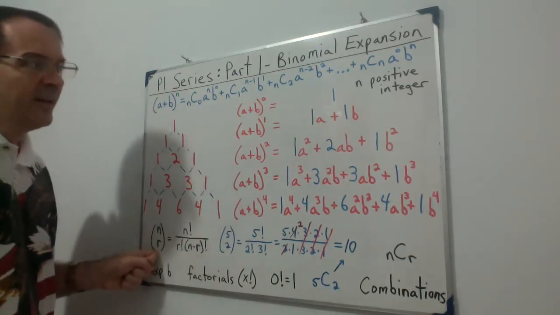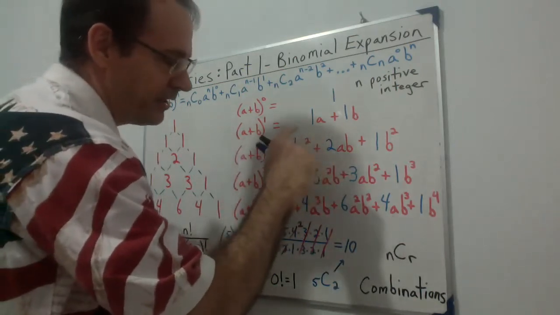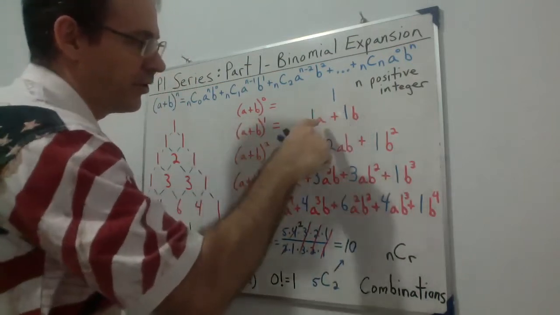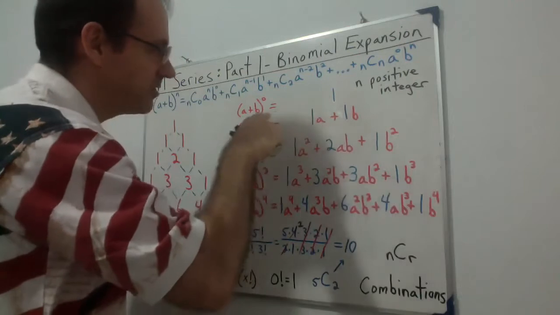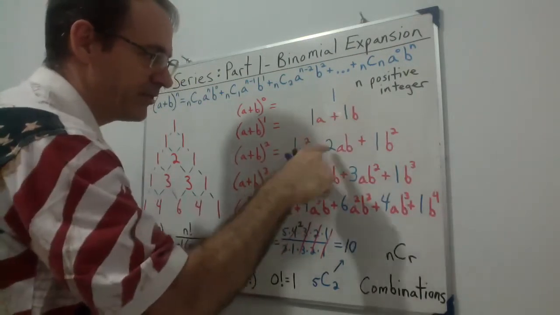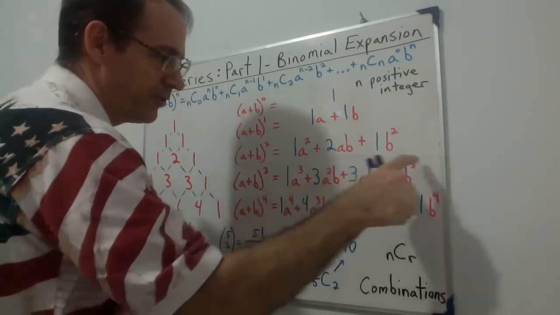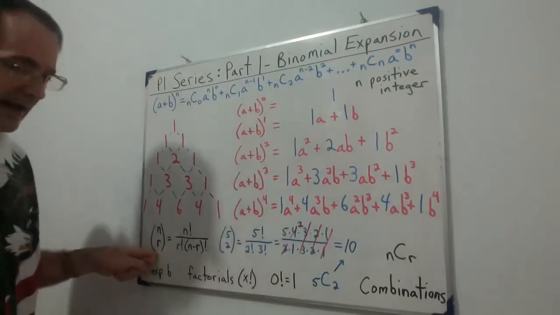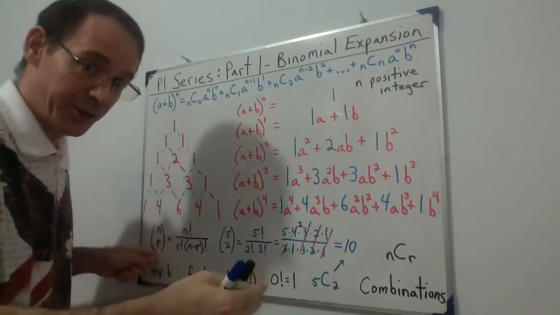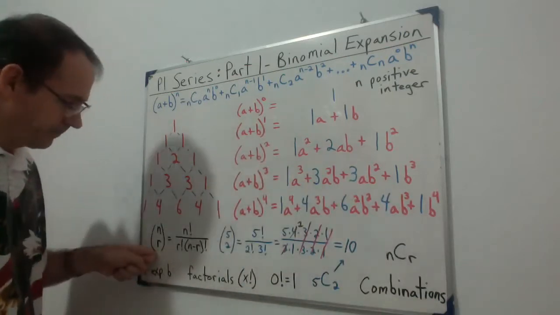Now the r is going to correspond to the exponent on the 2nd term. So if you look at the b, this would be b to the 0, b to the 1, b to the 2, b to the 3, and so on. So this is actually the exponent from the 2nd term, the b term in our example here, right?